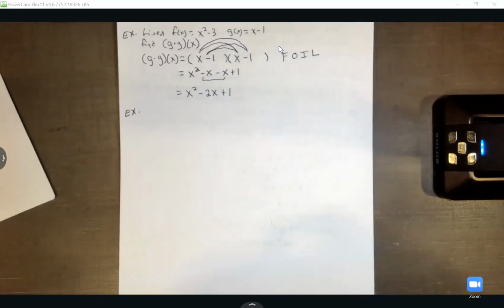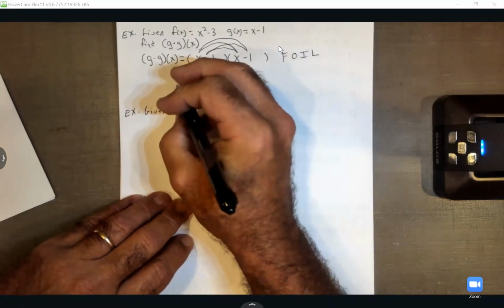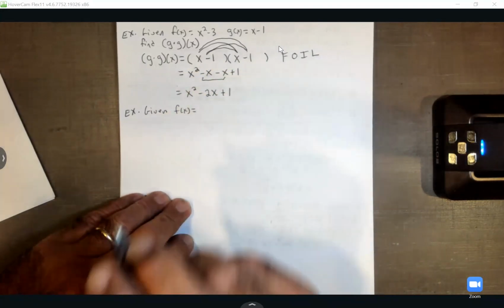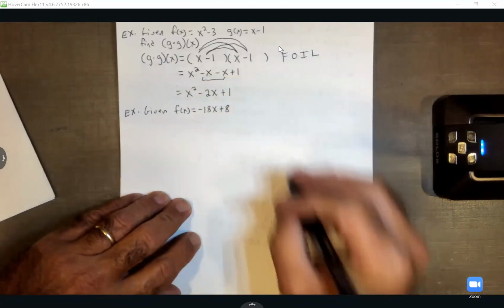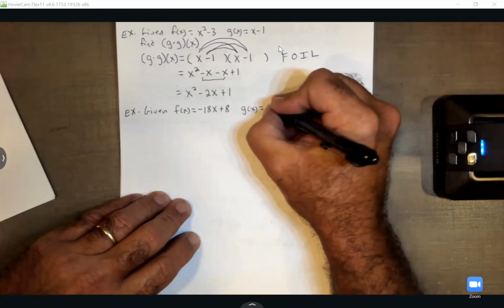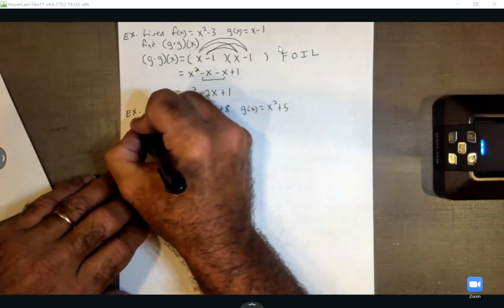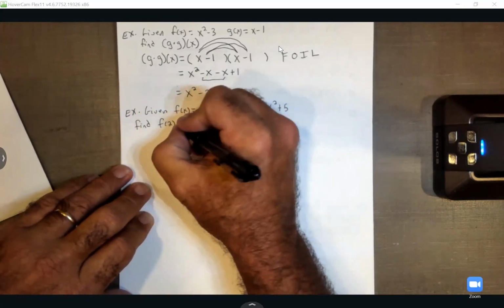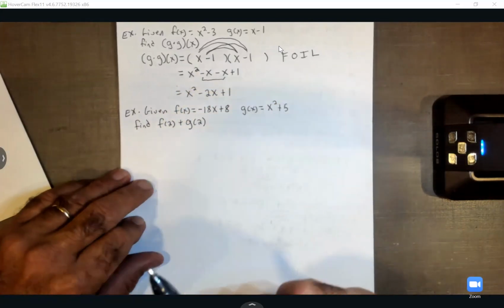So let me throw some numbers in for my variable. On this one, I'm going to be given f of x, that's going to equal -18x plus 8. G of x is going to equal x² plus 5. So this one, they want me to find f of 2 plus g of 2.